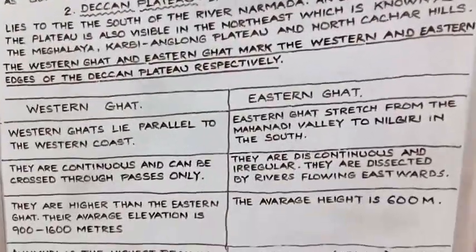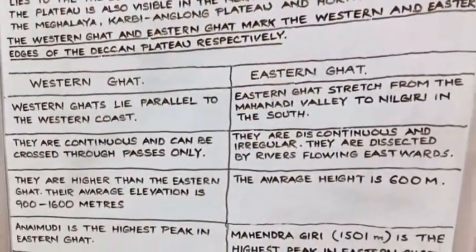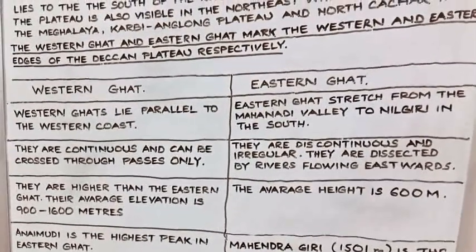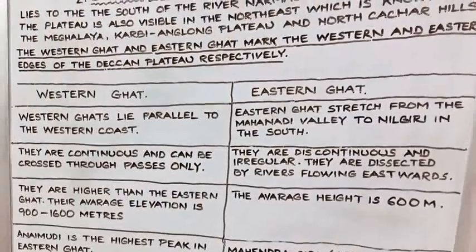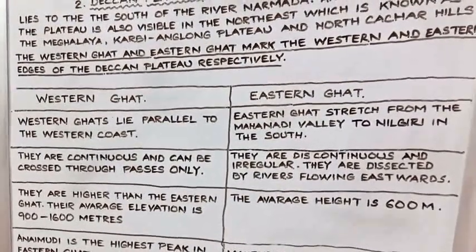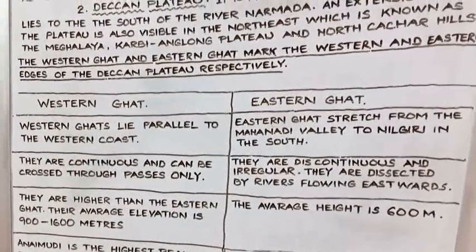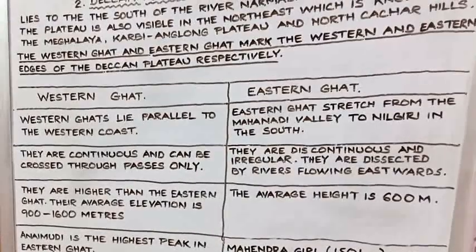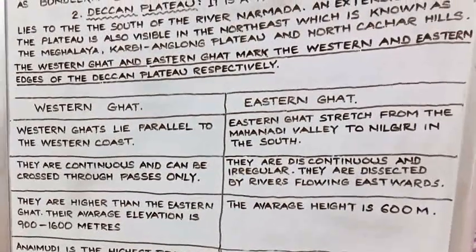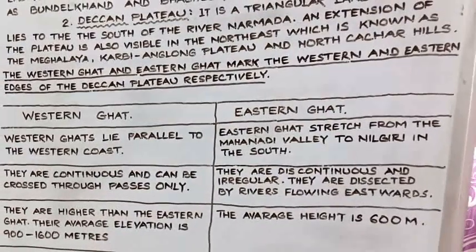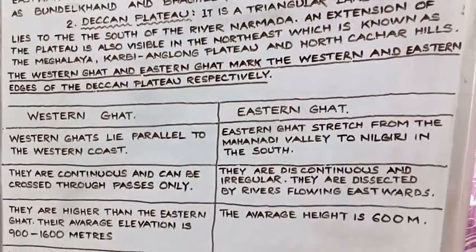Now we will see the Eastern and Western Ghats, some basic points. The Western Ghat lies parallel to the western coast. So on the Arabian Sea side, Bombay side, you have the western edge of the plateau. The Eastern Ghat stretches from the Mahanadi Valley to the Nilgiri Hills. Mahanadi is the river in Orissa. On the eastern side, it stretches from Mahanadi to the Nilgiri Hills in the south.